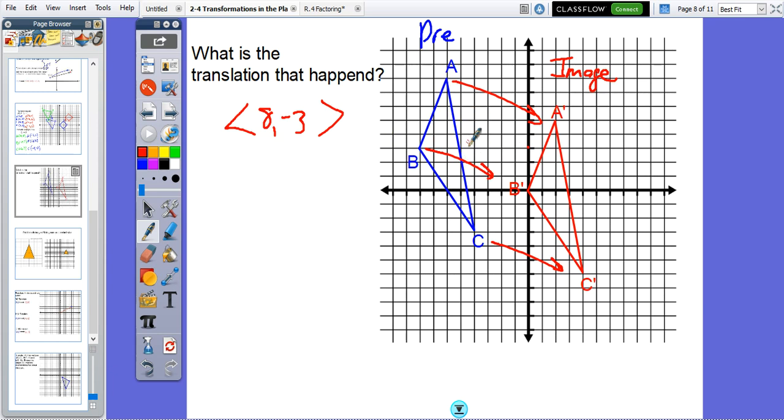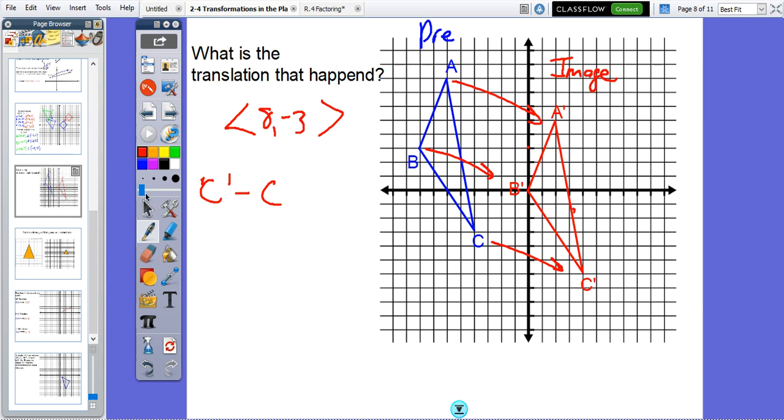But what happens if you don't have a graph? What if they just give you the coordinates? Well, let's look at our coordinates here. The best way to do it is you always take your prime. So let's say we're going to use B. Actually, use C. Let's kind of change it up. We're going to do C prime minus C. So where we finished, where we left off, minus where we came from.